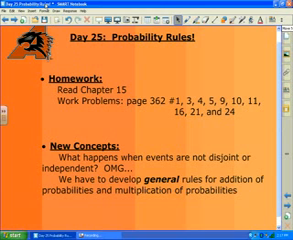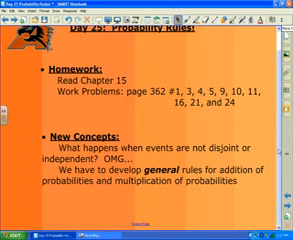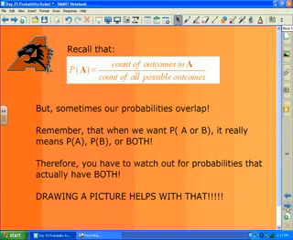Previously in Chapter 14, we've been dealing with disjoint and independent events. And we've got a good handle on finding the probabilities for disjoint and independent, but what happens if they are not disjoint or independent? Gasp. So we're going to develop a general rule for the addition of probabilities and a general rule for the multiplication of probabilities. Okay, so here we go.